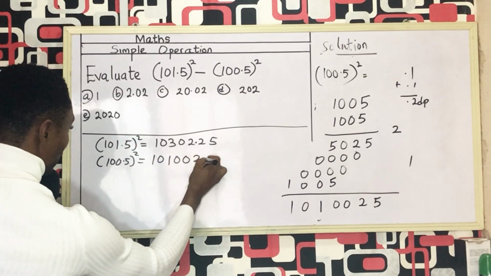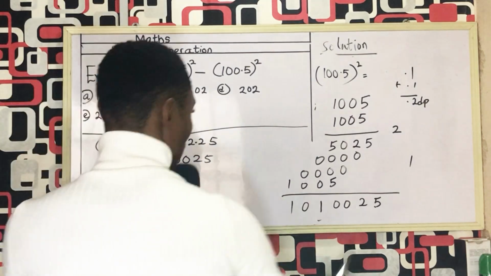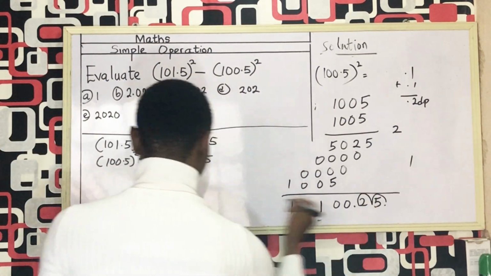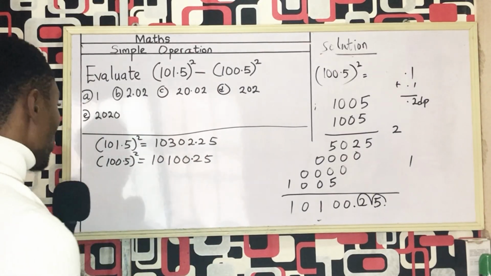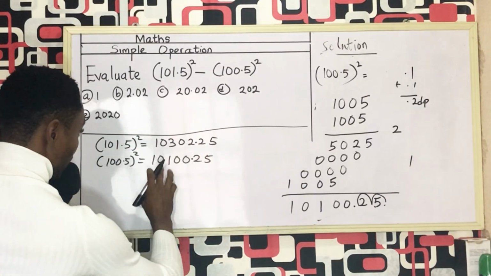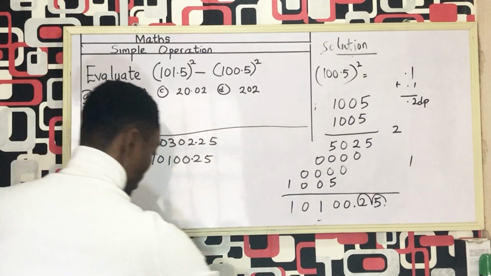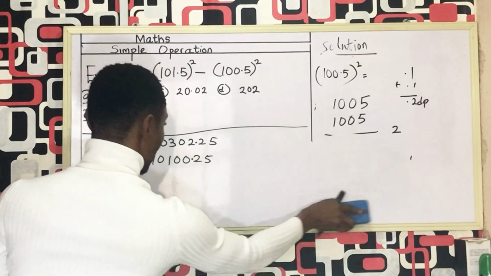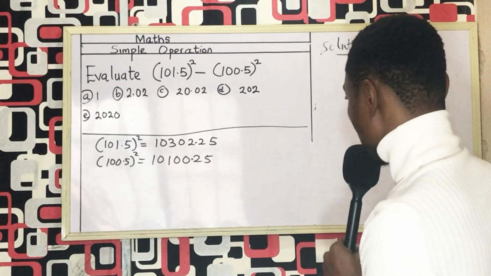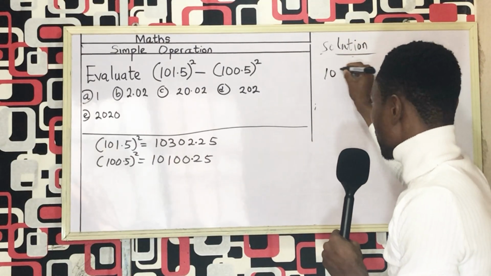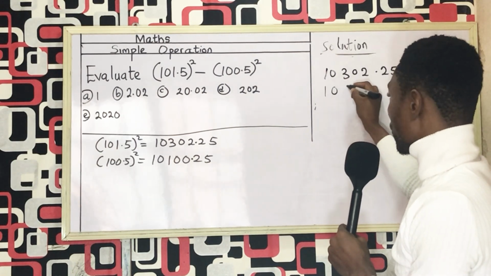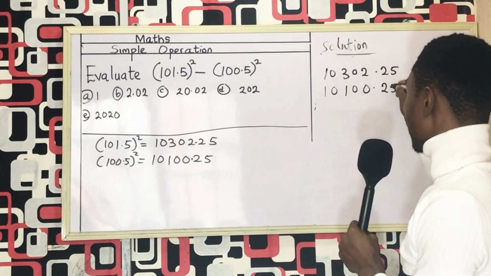Where would the point be? Two decimal places. From here, we bring it back. From here, 1 and 2. So after this, we have this. So this is what we are going to use to perform this operation. Let me create another chamber here, somewhere around here, not to get you confused. That means we have 10,302.25. This is 10,100.25.